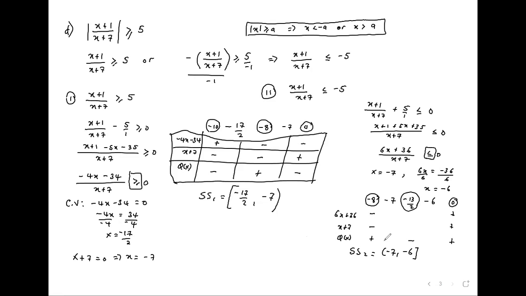So we have to get this, it's all. So you get the solution sets: solution 1 is negative 17 over 2, negative 7, and solution 2 is negative 7, negative 6. And again, we find the intervals, they do not intersect.